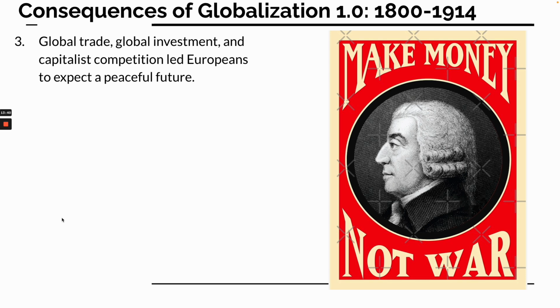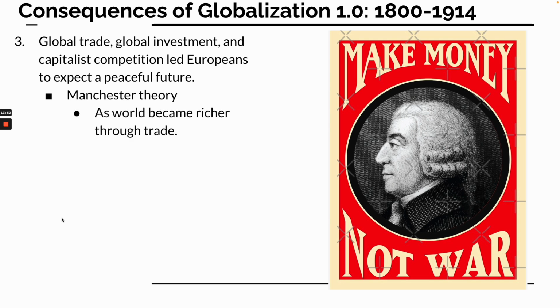This little meme here involving Adam Smith, our invisible hand of the market guy, kind of makes the point: make money, not war. This was what's known as the Manchester theory. Not by a lot of people, but I like it. In your notes, I've associated it with giving credit to the guy who coined the term, Geoffrey Blaney. And he called it the Manchester theory because it came out of Britain. Manchester is not maybe the city you think of when you think of Britain, unless you like soccer, in which case you might like Manchester United.